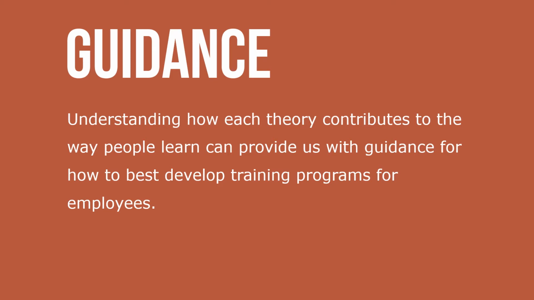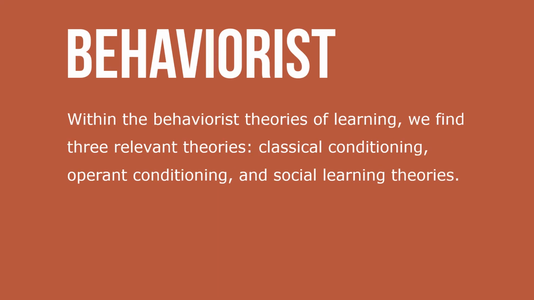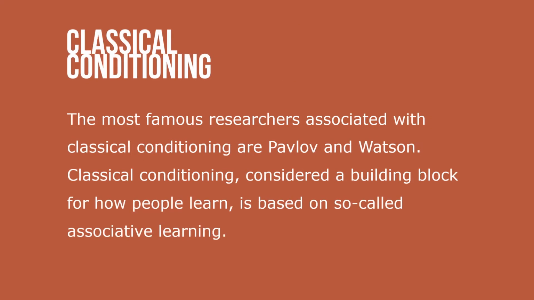Understanding how each theory contributes to the way people learn can provide us with guidance for how to best develop training programs for employees. Within the behavioralist theories of learning, we find three relevant theories: classical conditioning, operant conditioning, and social learning theories. The most famous researchers associated with classical conditioning are Pavlov and Watson. Classical conditioning, considered a building block for how people learn, is based on so-called associative learning.